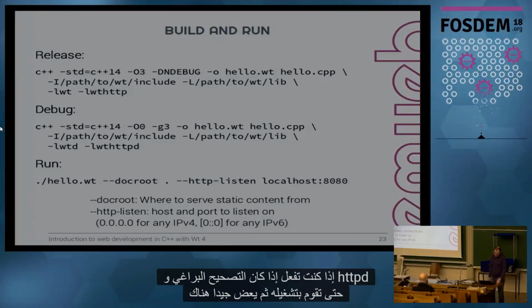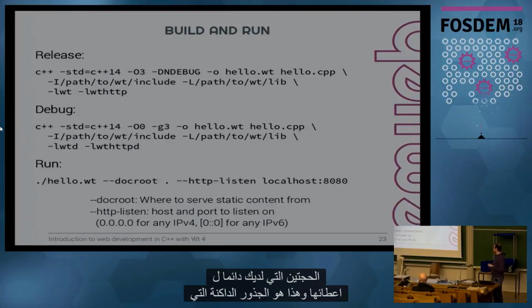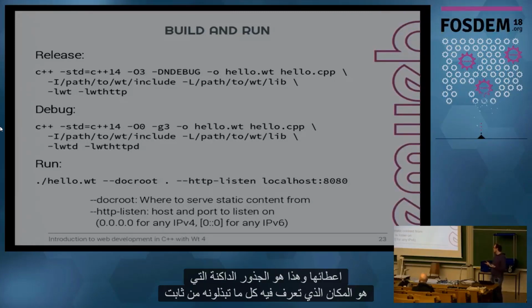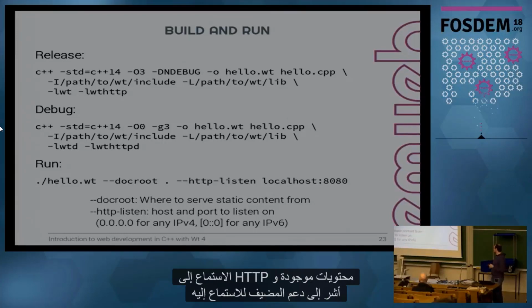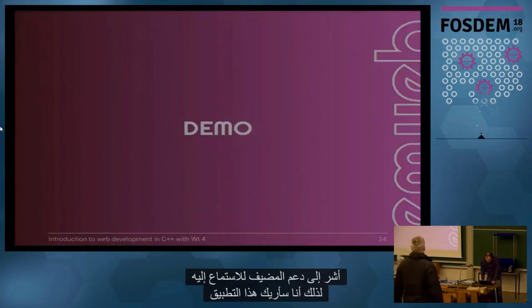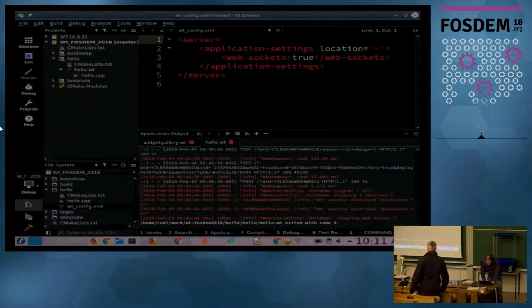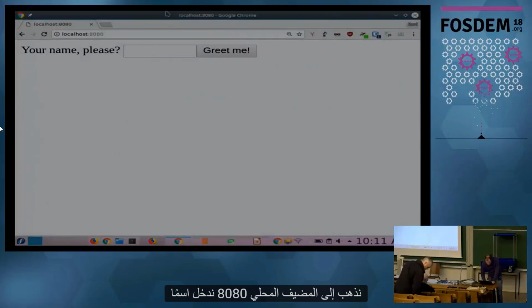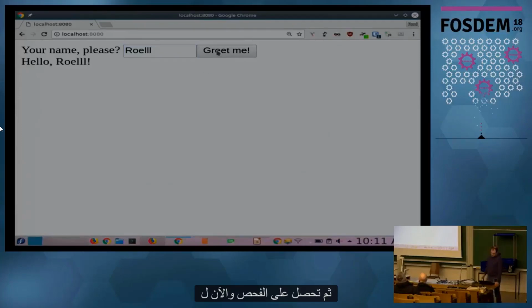And when you run it, there are two arguments that you always have to give it, and that's the doc root, which is where all of your static content resides, and HTTP listen to indicate which host and port to listen on. So I'm going to show you this application. If we go to localhost 8080, we enter a name and press return or click the button, then you get this greeting.